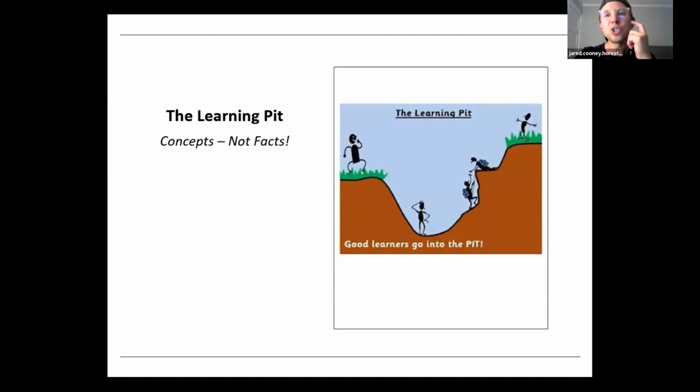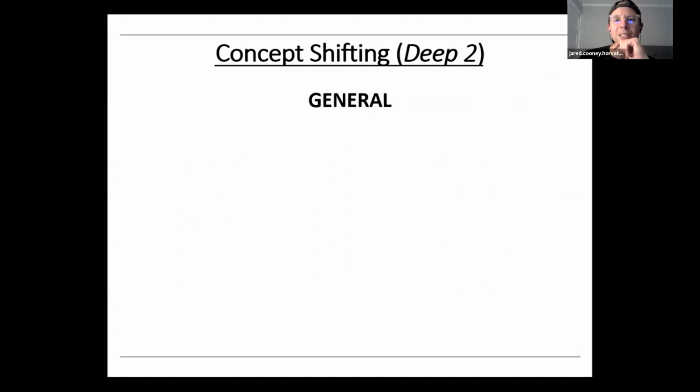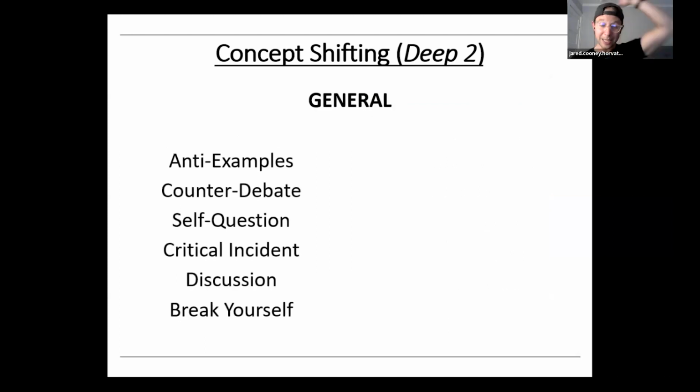So, concept shifting. Here's where we start to do things like: can you combine, contrast, recategorize, criticize or question? Here we do things like anti-examples, counter debate, break yourself. That's one of the things I used to tell my old students. Your first essay would always be about the brain. Tell me something about the brain. Cool. Your second essay would always be, you now need to disprove everything you just said in that first essay. Oh, they hated it, but that's the only way I knew to get them to start shifting.